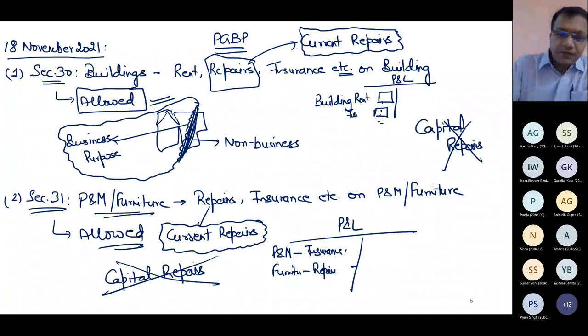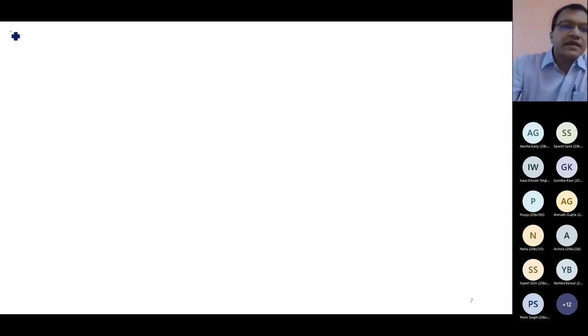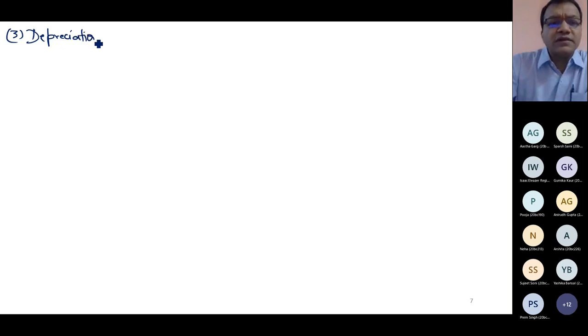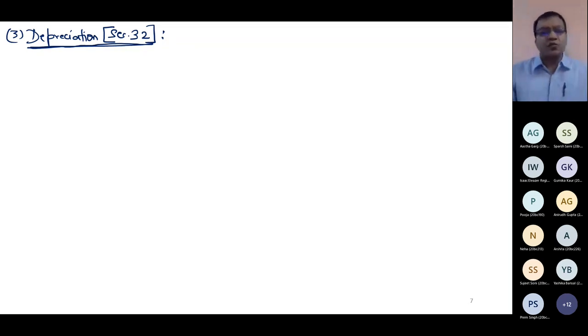Next now, third, this is the main expenditure, and my next 1.5 hour discussion will be only on this expenditure. This is the main expenditure, depreciation. Section 32. You need to learn this by section number also. I will spend my next 1.5 hour only on this point, depreciation. Section 32. It is considered as one of the main expenditure of PGBP. Almost in every business, you will find this expenditure on the debit side of P&L account. Section 32 is my third expenditure.